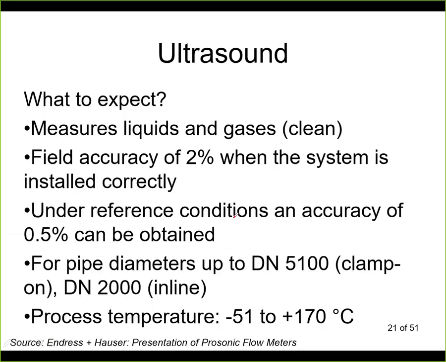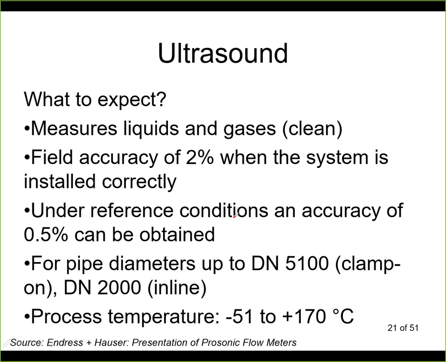What can you expect? It can measure clean liquids and gases. The accuracy is typically about 2% when you install it correctly. If you calibrate it properly in the reference conditions, it may be something like 0.5%. Now the clamp-on system can be used typically for pipes up to 5 meters, and the inline system, that's the actual sensor, we'll see in a minute some examples, that's mounted in the pipe, that's typically up to 2 meters.